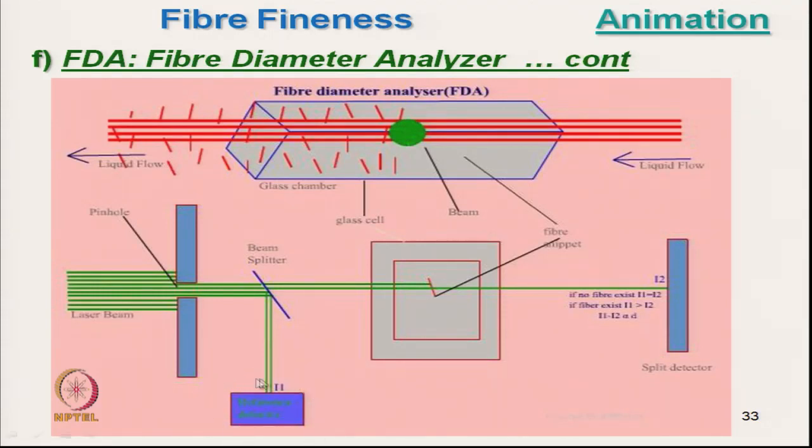This is a reference value, the intensity of light is recorded and that is proportional to the diameter. Now, the technique here is that there is a beam splitter, and this is the split detector. Its function is that it will detect whether any fiber is fully crossing or not.